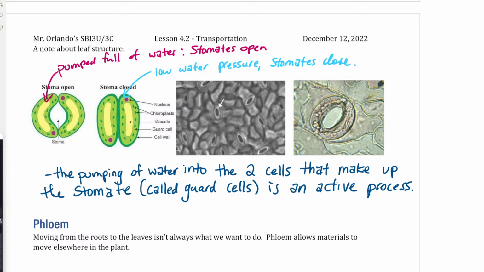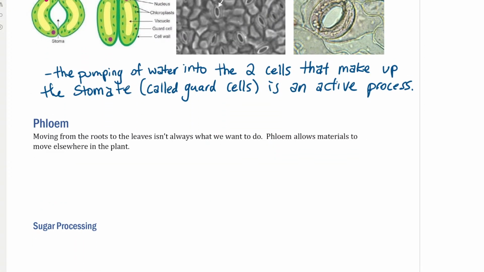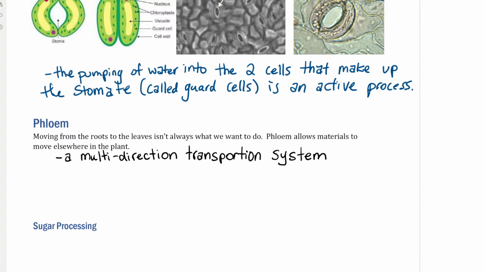So phloem, distinct from xylem, is the active transport system of plants. And by active, I mean it takes energy. So let's write that. Phloem is a multi-directional transport system. And that means it doesn't have to just go from bottom to top or top to bottom or anything else, but rather it can transport in any direction the plant needs to move materials. That's an active process that requires living cells to work.